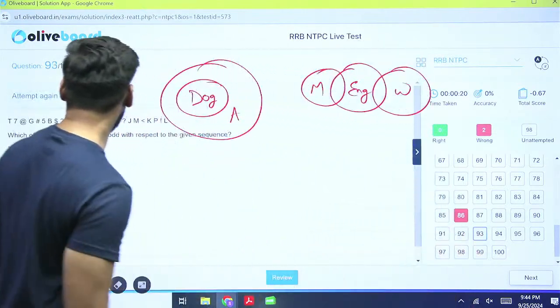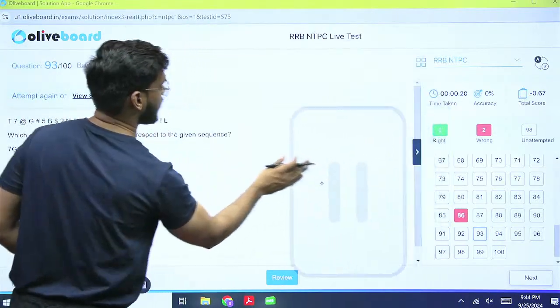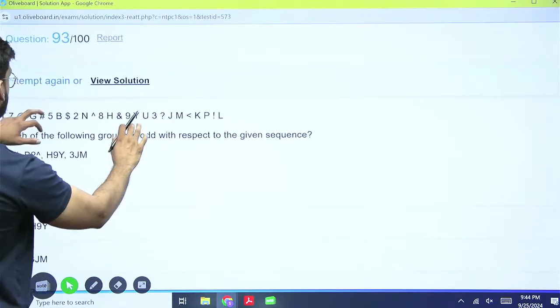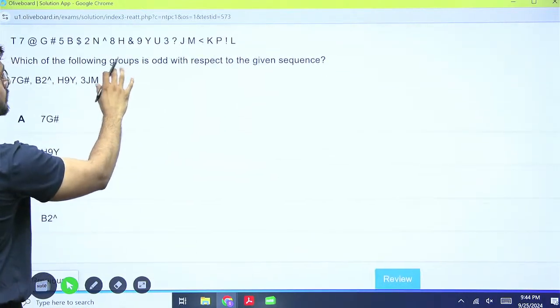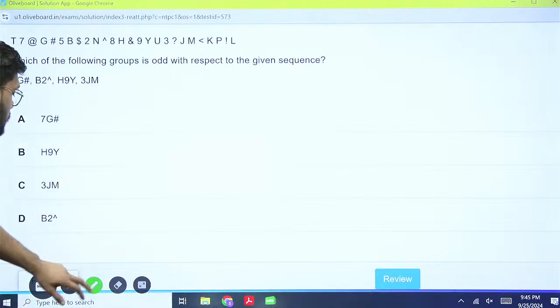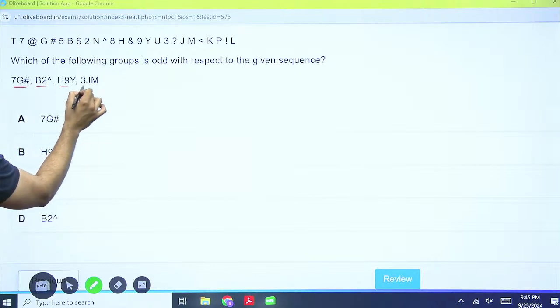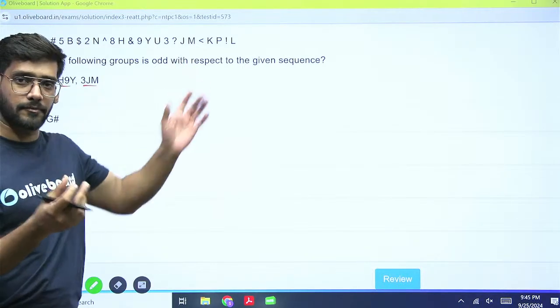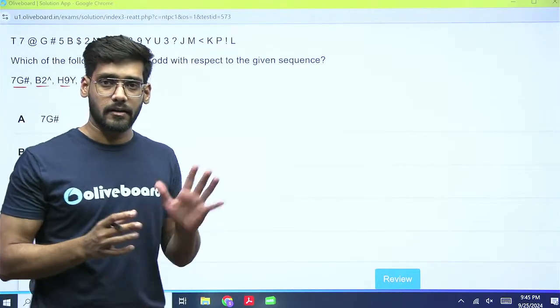The next question on your screen is from the alphanumeric series chapter, and I guess you all have studied this chapter, right? Okay, a very important chapter from the examination point of view. We have this series above, and we are given some elements in pair form. We are given 4 pairs of elements from the above series, and we have to find which is the odd one out from the given 4 options.